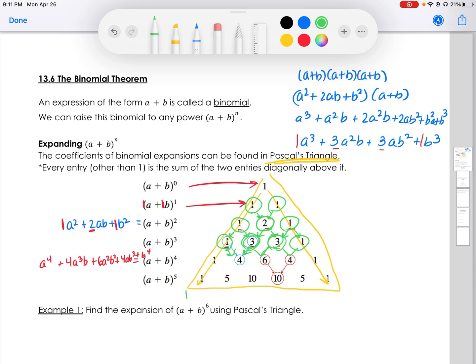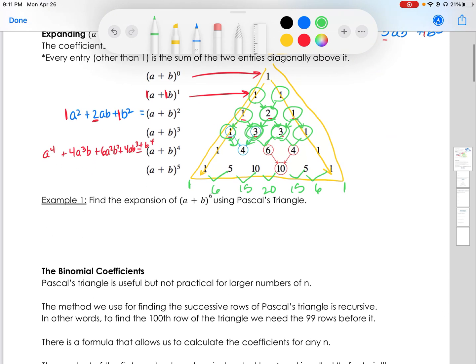So if I wanted the next row, I'd have a 1 on the outside. 1 plus 5 is 6, 5 plus 10 is 15, 10 and 10 is 20, 15 and 6, and that 1 would be on the outside. So we would continue this pattern down as many times as we need, and actually, we just answered the next question. So a plus b to the 6th power is actually going to come from this pattern here. We have 1, 6, 15, 20, 15, 6, and 1.